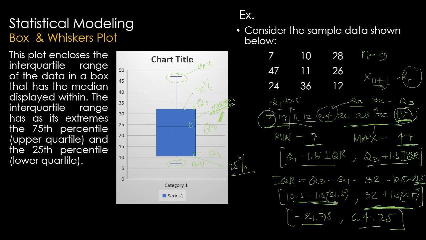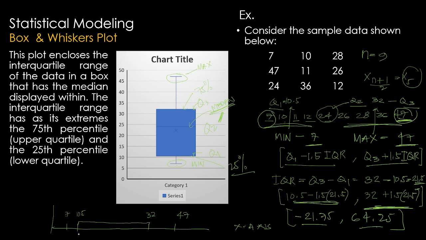So let's try to draw. We already have our minimum, maximum, Q1, Q2, and Q3. So let's try to do it using a number line. This is your x-axis right here. You have a minimum of 7. Let's say 7 is here. And your maximum is 47. Let's just say it's here. You have your Q1 of 10.5, it's somewhere here. And your Q3 being equal to 32, so it's somewhere here.